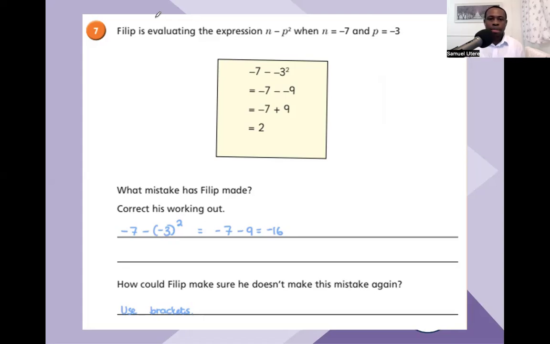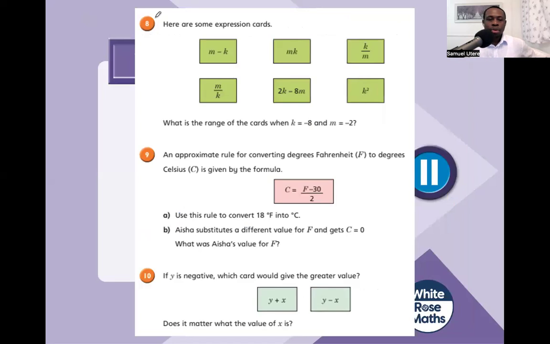Philip made the mistake of not putting the value of p in a bracket because the p is being squared. P is negative 3, so he has to put it in a bracket. So that is the mistake he made. And then how could Philip make sure he doesn't make this mistake again? Use brackets. Pause the video and answer questions 8, 9, and 10 in 5 minutes.